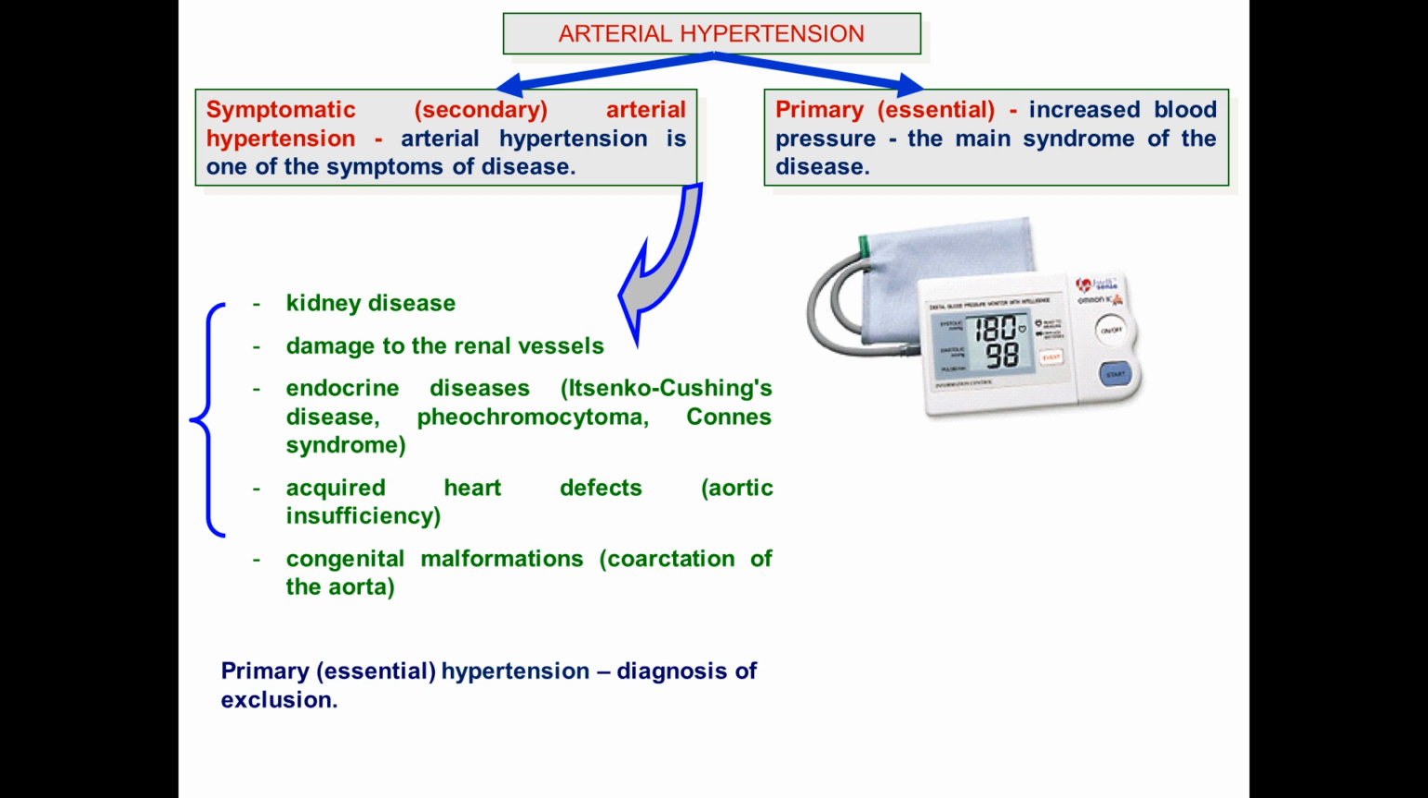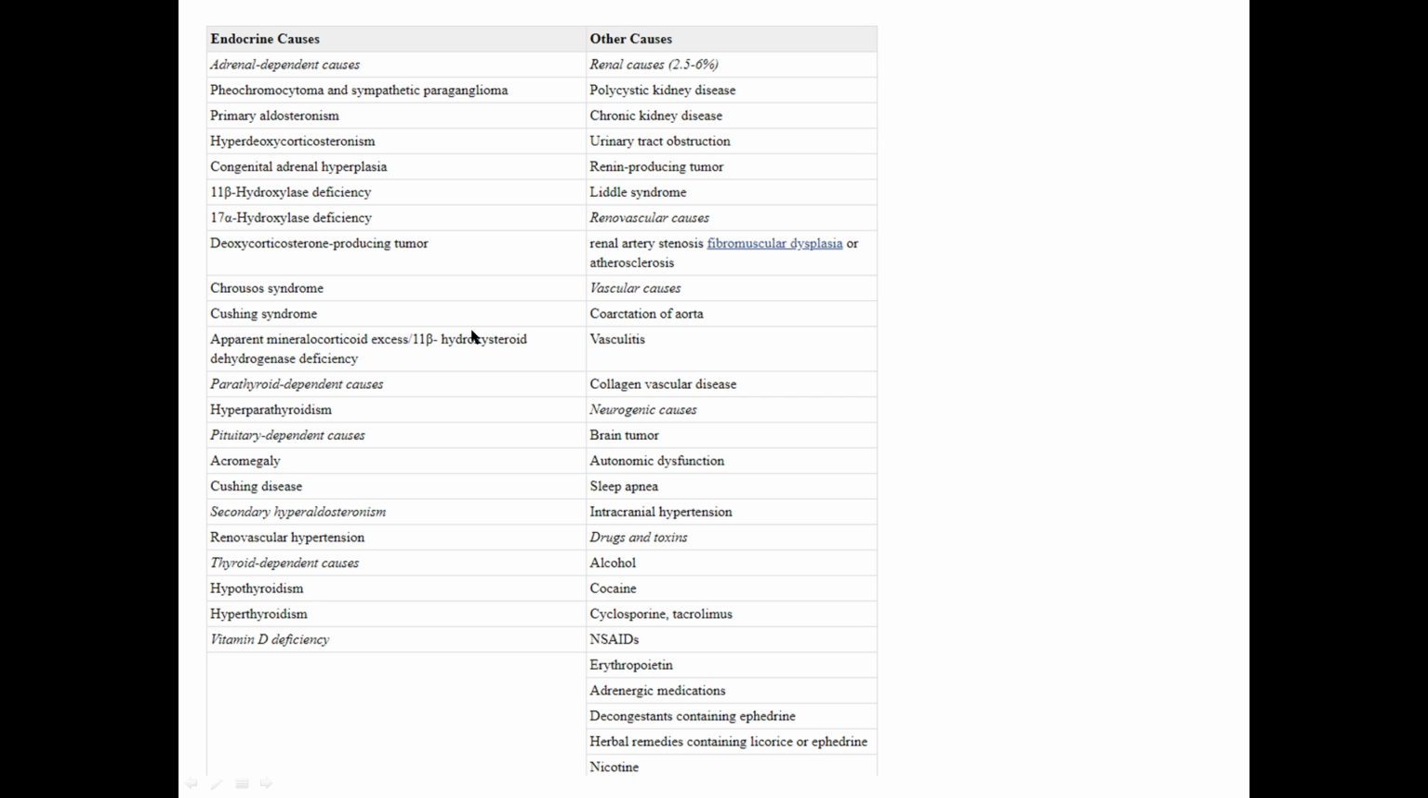And primary essential hypertension is a diagnosis of exclusion. To diagnose primary hypertension, you should exclude all these disorders by examination and investigation. Which disorders can result in arterial hypertension? The list is very large. For example, endocrine disorders and other causes, all these diseases can result in arterial hypertension.